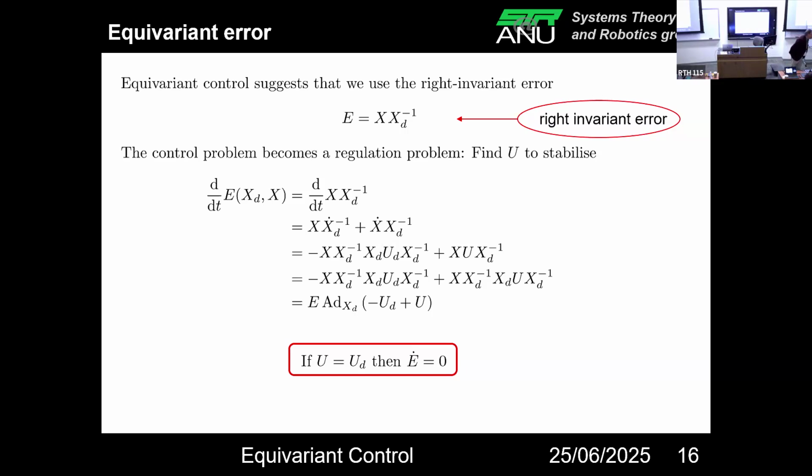For this very simple system, there's really only 3 states. So this error is everything, right? It's rotation, and both X position and Y position.